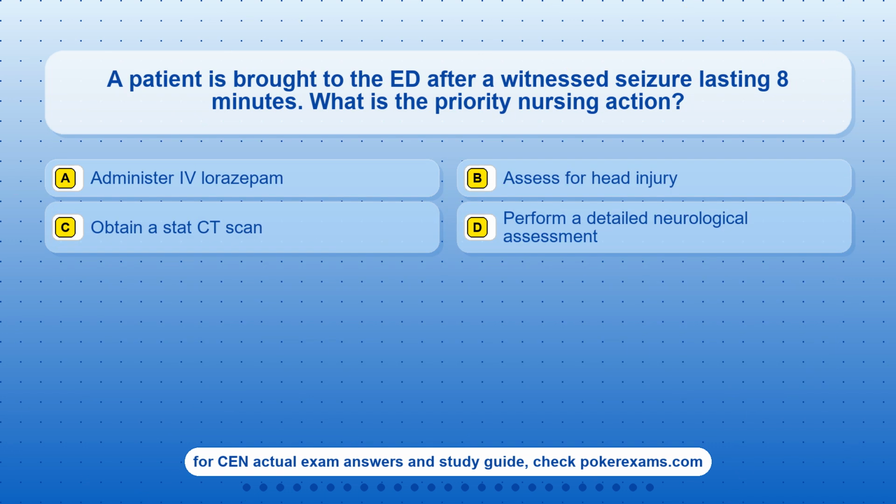Question 11. A patient is brought to the ED after a witnessed seizure lasting 8 minutes. What is the priority nursing action? Option A, administer IV lorazepam. Option B, assess for head injury. Option C, obtain a stat CT scan. Option D, perform a detailed neurological assessment.